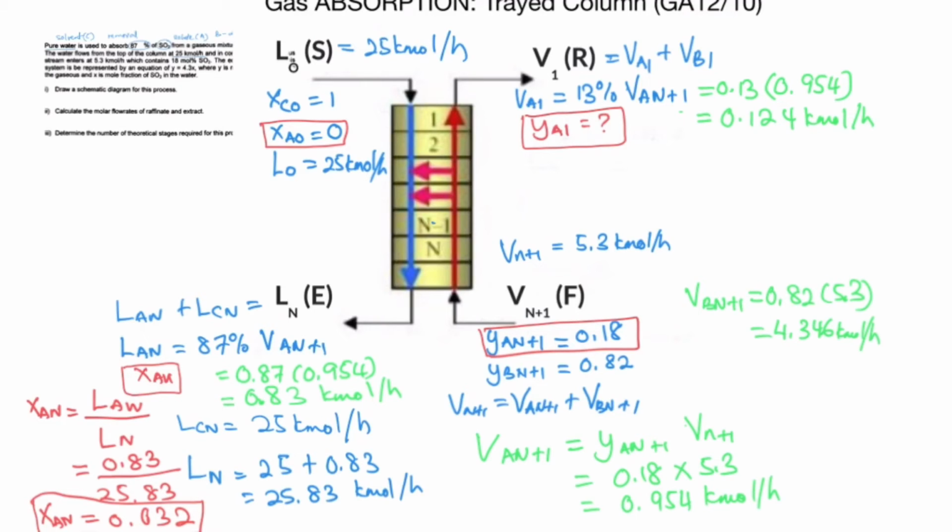But we still need information on YA1. So what is YA1? To solve for YA1, we need to solve for V1, which is VA1 plus VB1. You know the VA1 already, which is 0.124. Therefore, VB1 is all the other components in the feed gas, which is also equal to the VB n plus 1, which is 4.346 kilomole per hour.